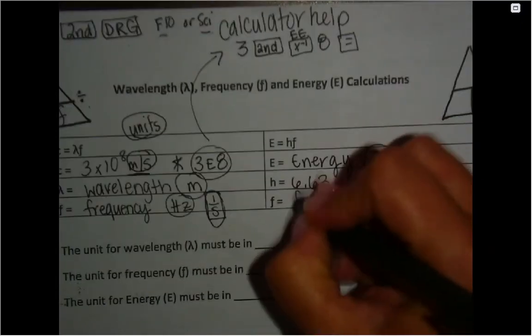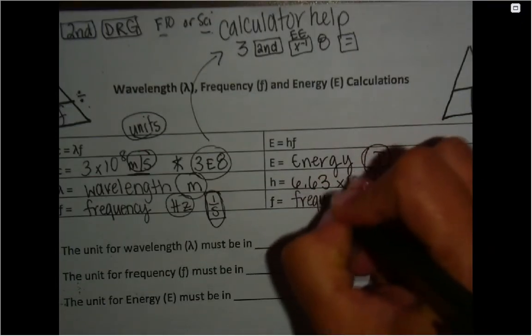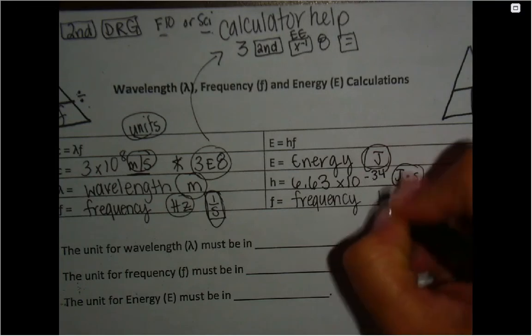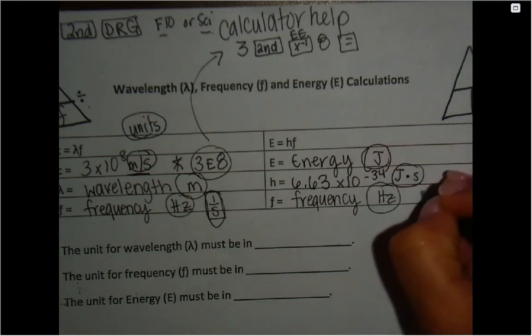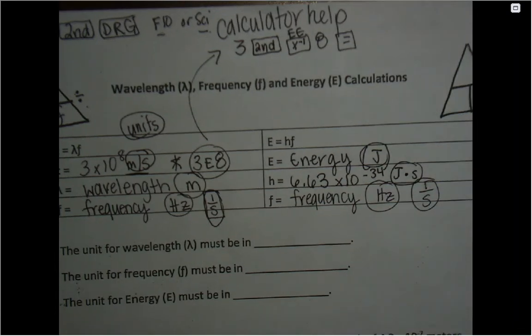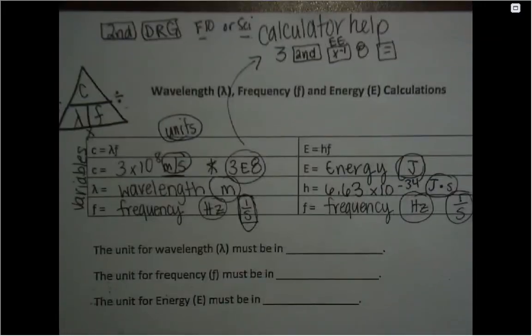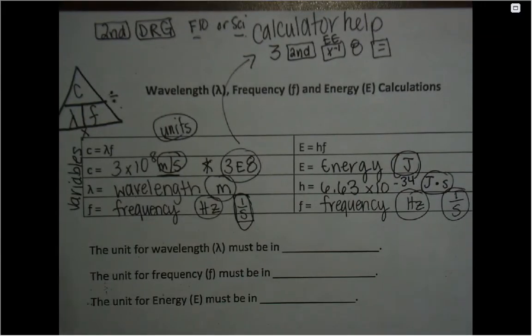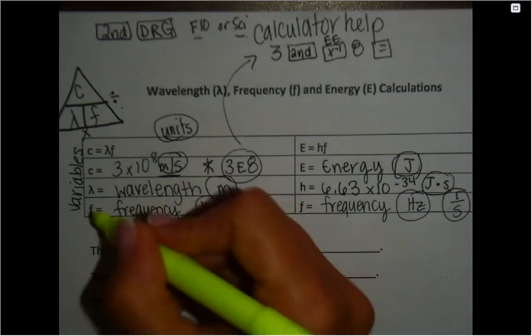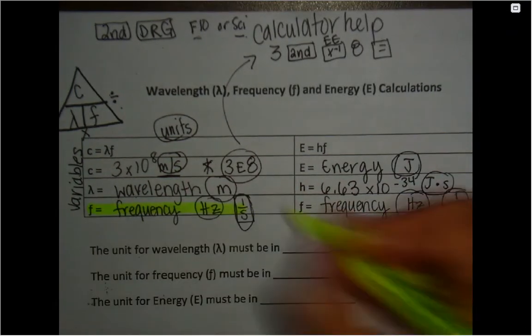F, once again, is frequency. And again, it can be hertz or it can be events per second. So we put 1 over second. Either one of those. So the common thing that both of these equations have, which is kind of your bridge between the two equations, is obviously going to be your frequency.